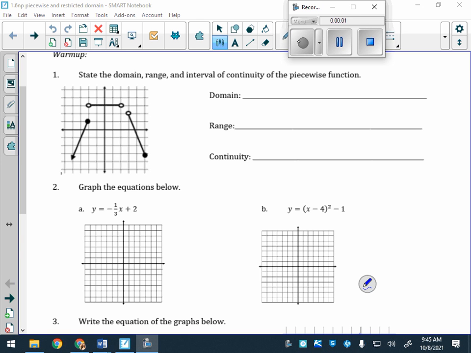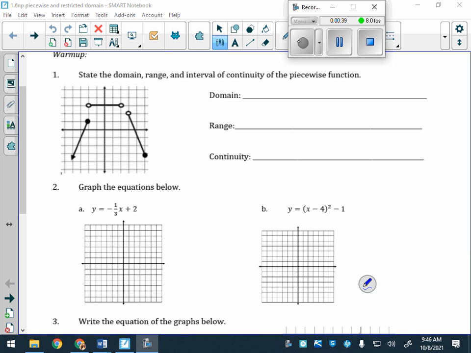Negative infinity to 5, okay? Then negative infinity to 2, and 3 to 5. Then we have negative infinity to negative 2, negative 2 to 2, and then 3 to 5. Okay. How many of you, by raising hands, chose the first one for domain? Okay. All right. Second one. Okay. Third one. Second one is correct. The third one, interval of continuity.